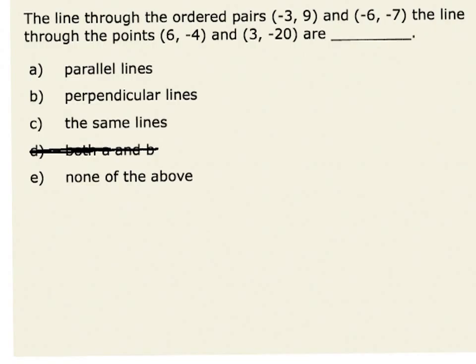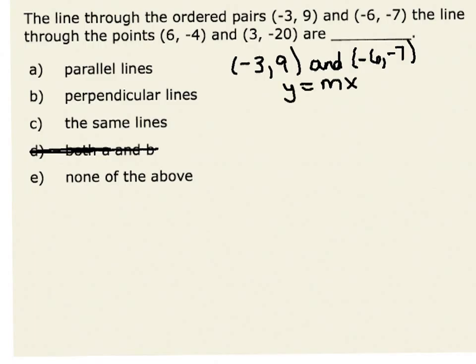Let's look at our first ordered pair. We have a line that passes through (-3, 9) and (-6, -7). If we want to find the equation of this line in the form y equals mx plus b, where m is our slope and b is our y-intercept, we could first find the slope of the line that passes through our two points. We recall that slope is equal to the change in y over the change in x, or a rise over a run.